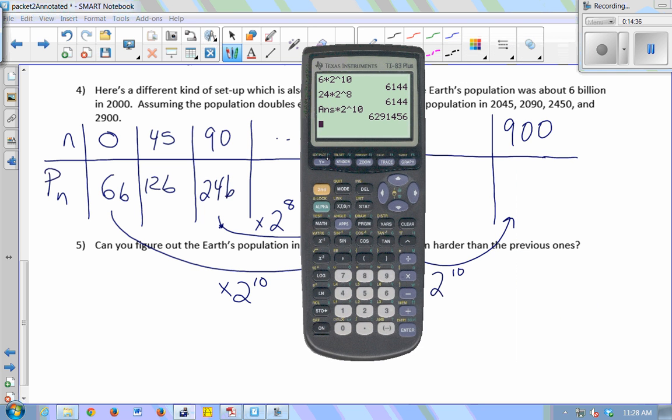Oh my goodness. Okay, so now I have 6,291,456 billion, right? That's 6 million billion. I don't even know what that is, right? But what's the name of that place value? 10 to the 15th. 9th is billion, 12th is trillion, so quadrillion. This is 6 quadrillion people.